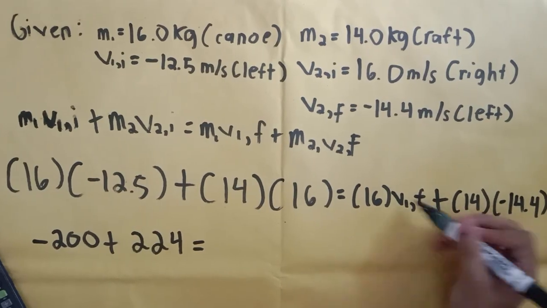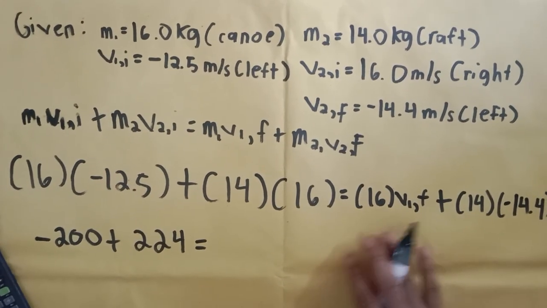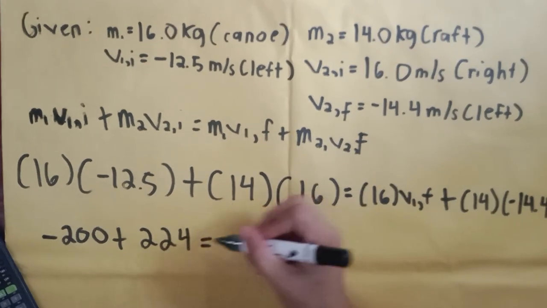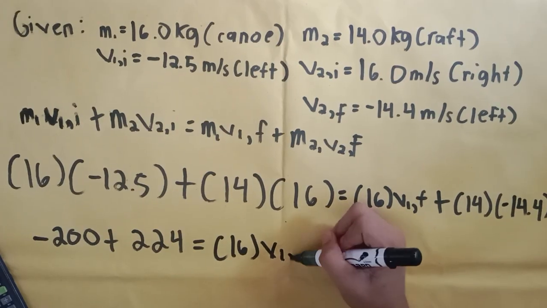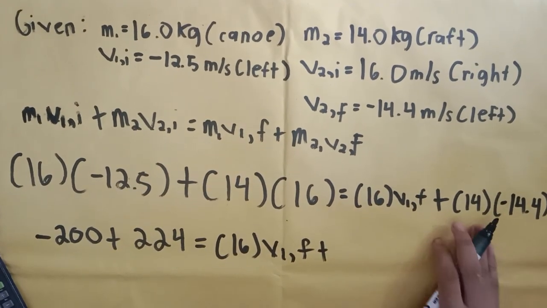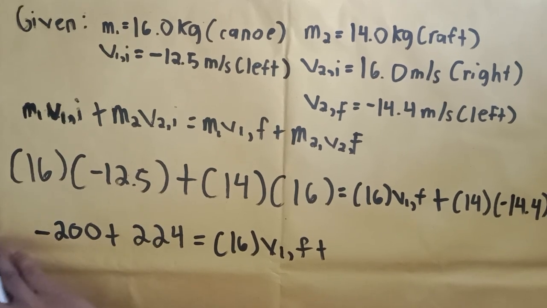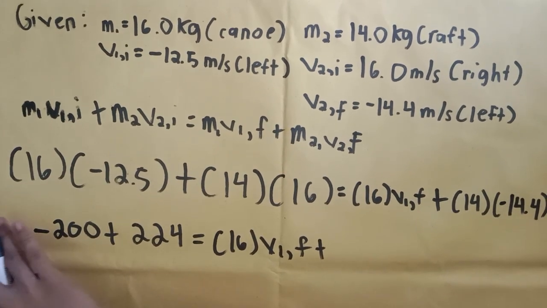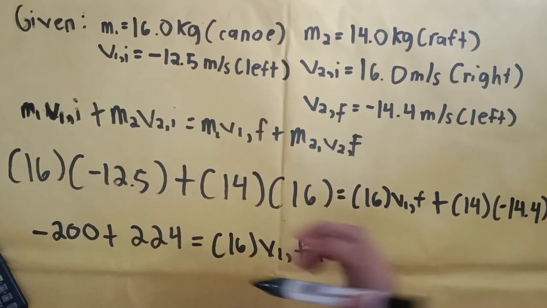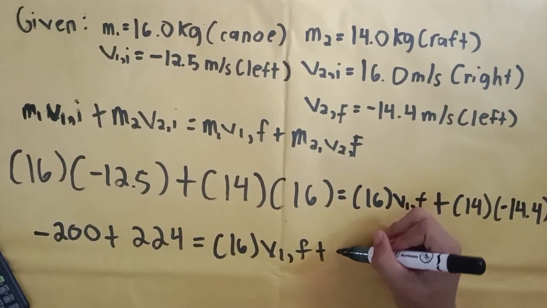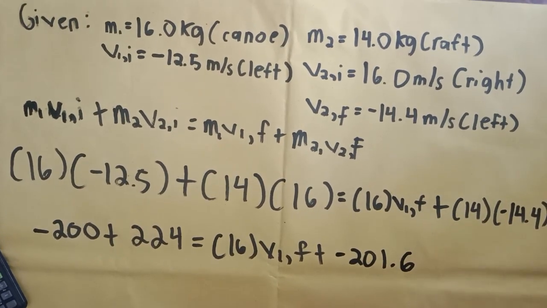It equals, since it cannot be multiplied, you just copy it, v1f. So 14 times negative 14.4 is equal to negative 201.6. So we have negative 200 plus 224 equals 16 v1f minus 201.6.